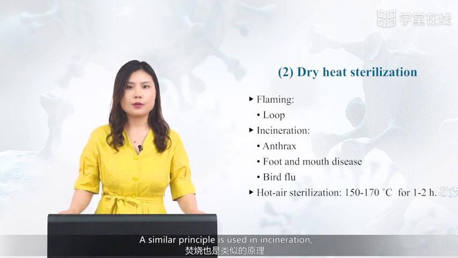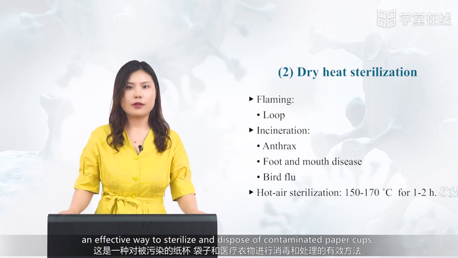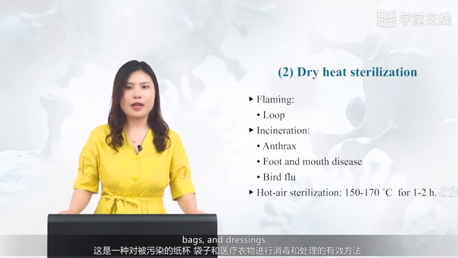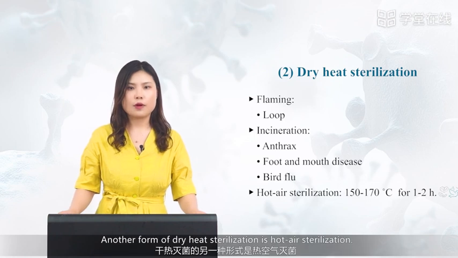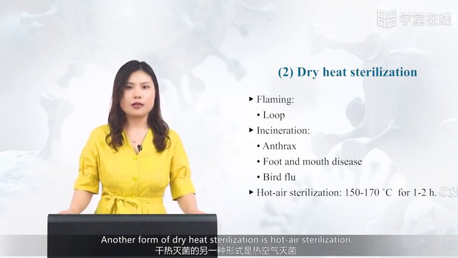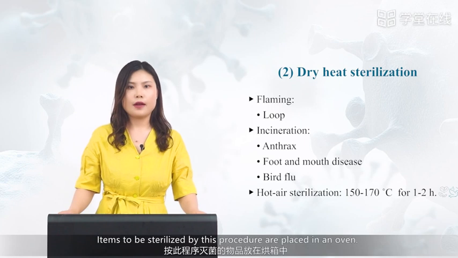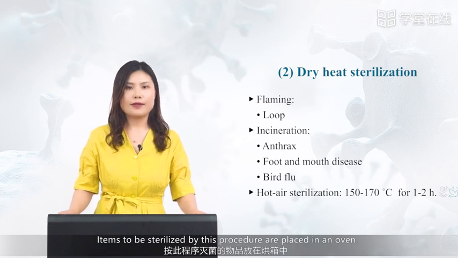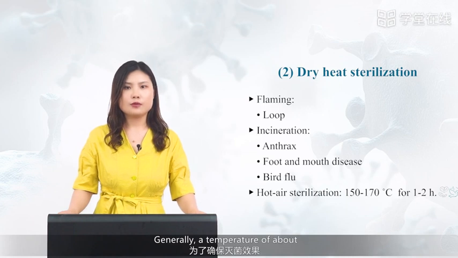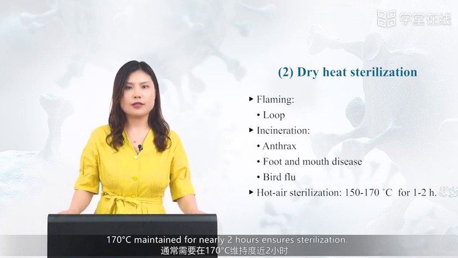A similar principle is used in incineration, an effective way to sterilize and dispose of contaminated paper cups, bags, and dressings. Another form of dry heat sterilization is hot air sterilization. Items to be sterilized by this procedure are placed in an oven. Generally, a temperature of about 170 degrees maintained for nearly 2 hours ensures sterilization.